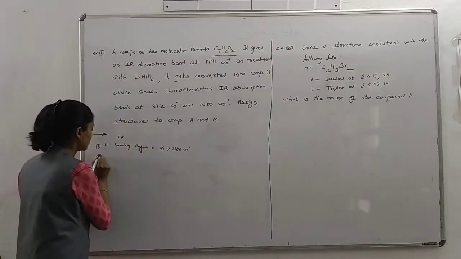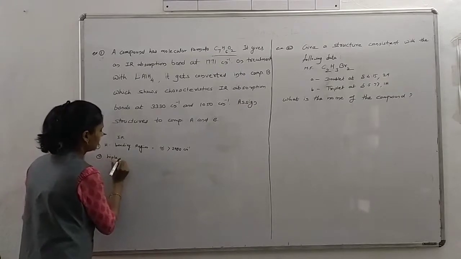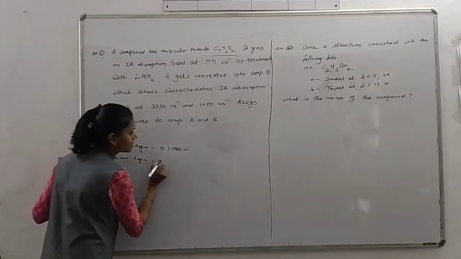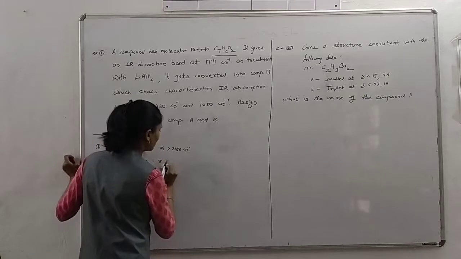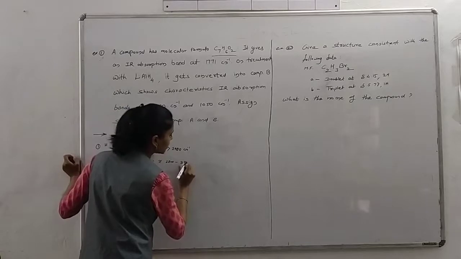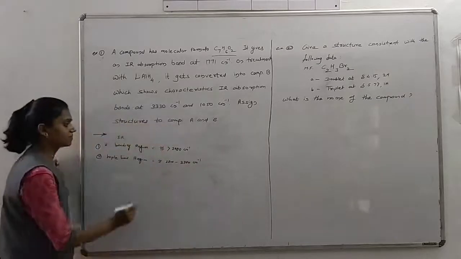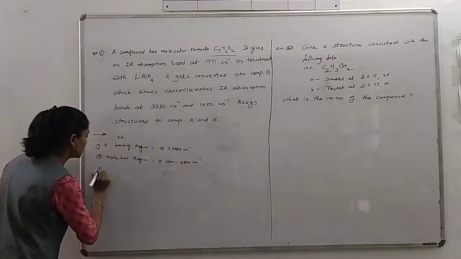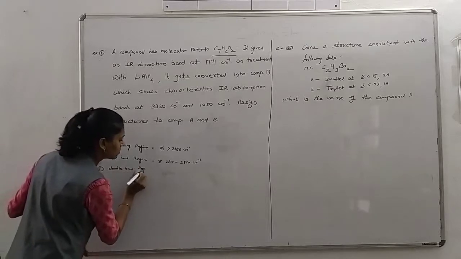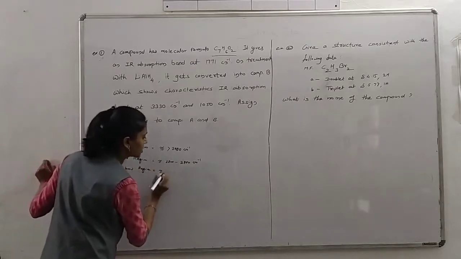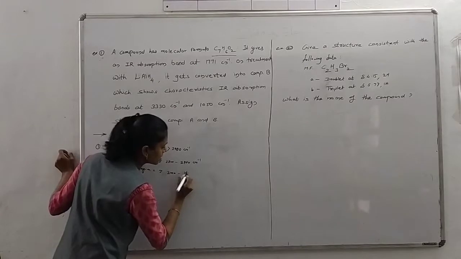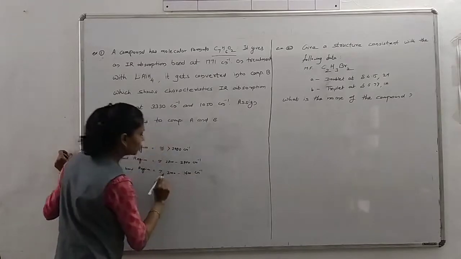Next one is the triple bond region, approximately 2800 to, I think, 2100 per centimeter. And the third one is the double bond region, approximately from 1600 per centimeter to 2000.